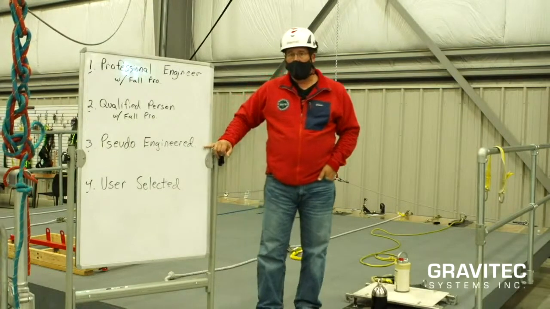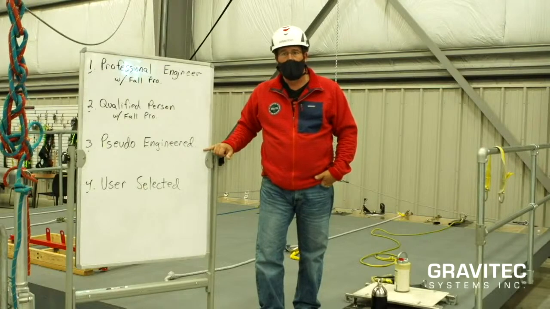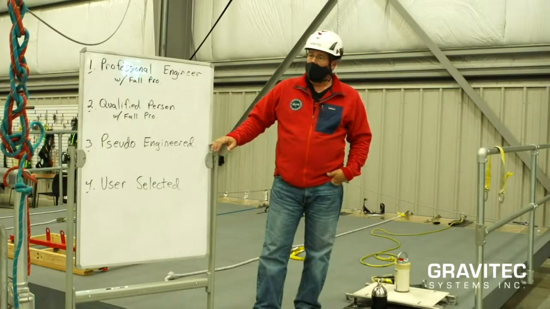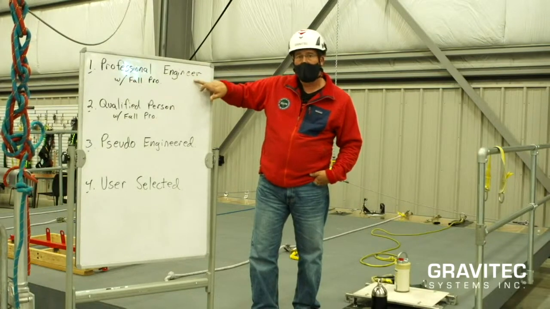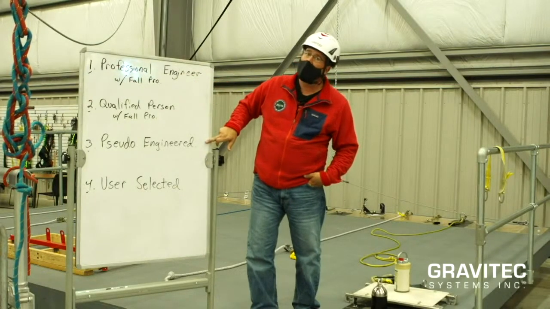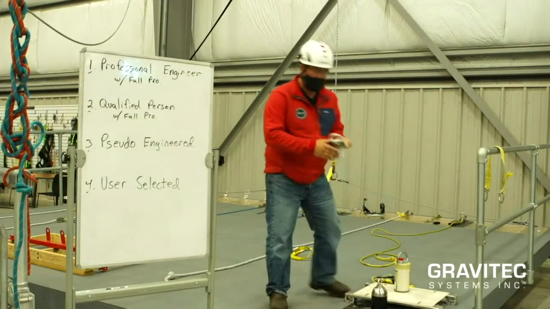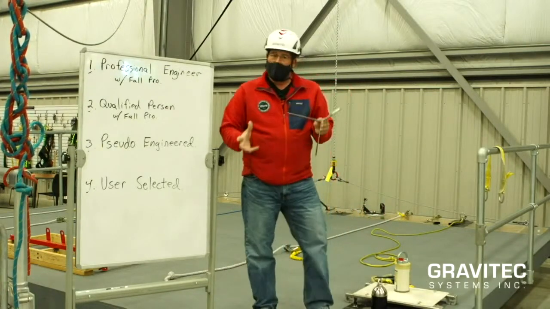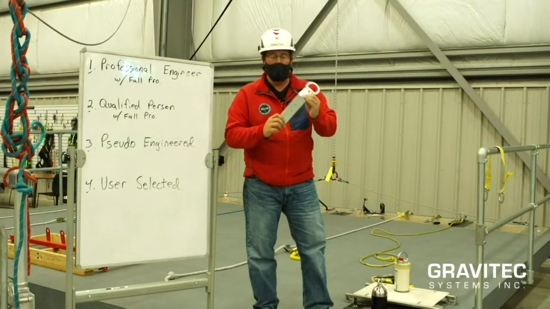So the next category is what I just personally call pseudo-engineered anchors. And these are anchors that don't have the same vetting process by a qualified person or a professional engineer, but they get pretty close. Okay? The best example of a pseudo-engineered anchor are all these roof anchors. Okay? Everybody's familiar with these.